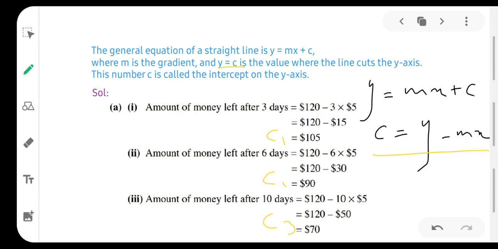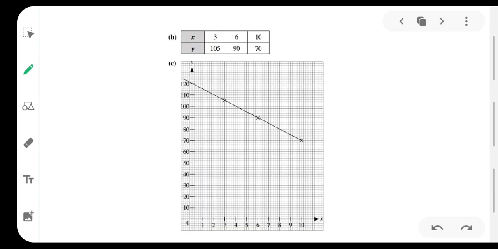As I have told earlier that y = c, so we can use the values of the constants as y in the table in the B part, like this. When the value of x is 3, the value of y will be 105, and when x is 6, y will be 90, and when x is 10, y will be 70. Now we are done with the completion of the table.